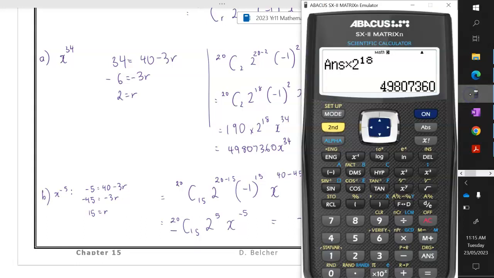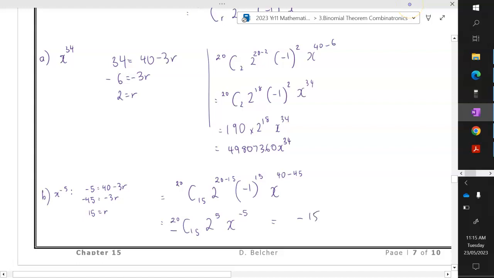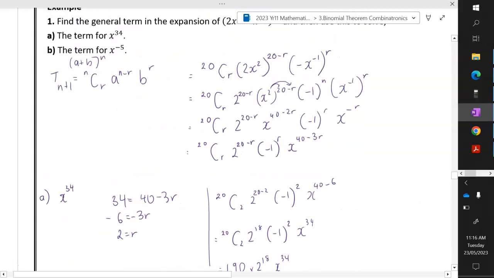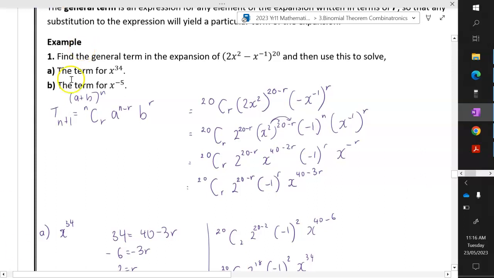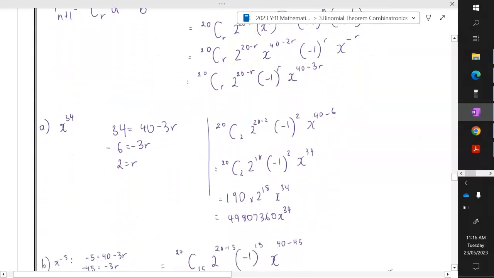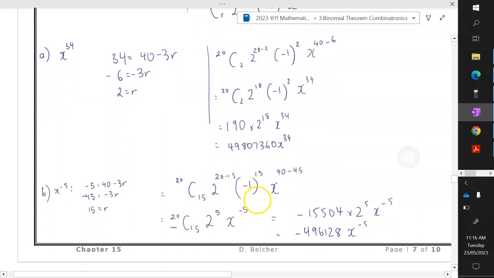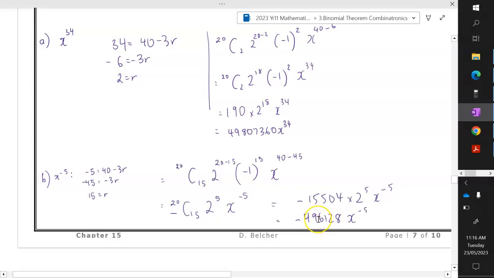So 20C15, let's pop that one in. I'm going to end up with 15,504. I'm going to times that by 2 to the 5. We're going to have x to the minus 5. I'm going to end up with minus 496,128 x to the minus 5, which is what we would expect. We had a negative up here, so we're going to be alternating between positives and negatives. We worked out that when we had an even power, we had a positive number. When we had an odd power, we had a negative number. So that looks about right.